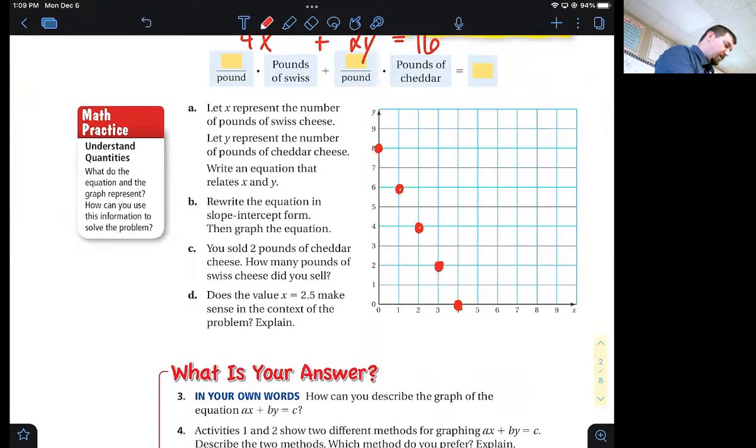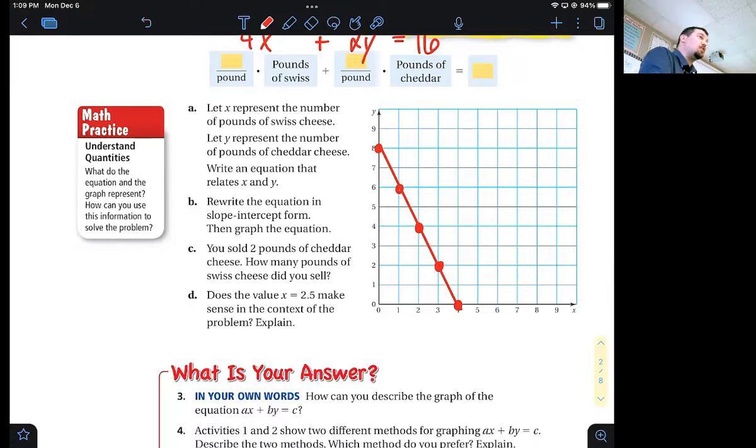What I'm not going to do though is put arrows on my line, which is something I hate not doing, right? But I can't go in both directions. I can't sell negative Swiss cheese and I can't sell negative cheddar cheese. So I really only have those values. Nothing in quadrants 2, 3, or 4 is going to work because I can't have negative pounds of cheese.